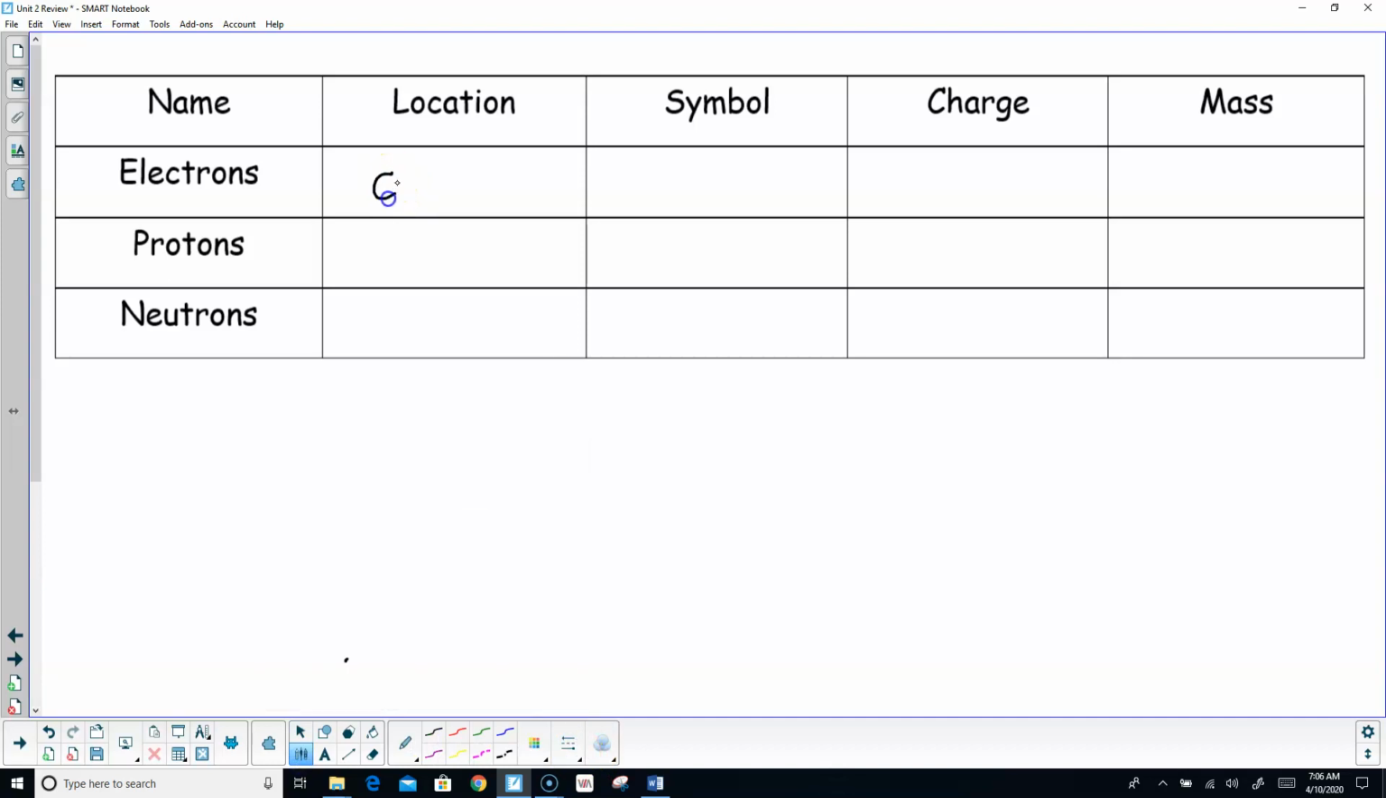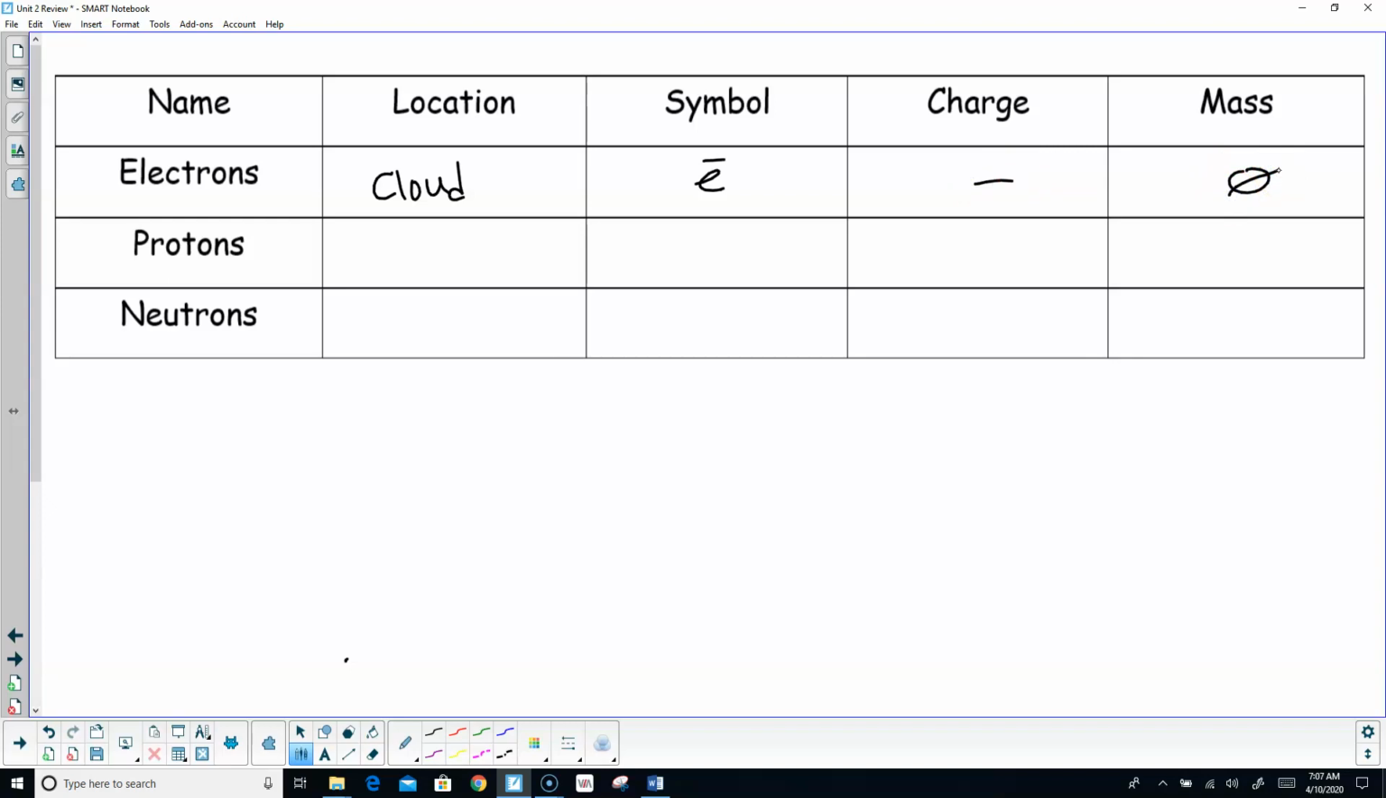Electrons, they're found out in the cloud. You could say out in orbitals. You could say the electrons are in energy levels or shells, many words, but they're found outside the nucleus. They're symbolized like this, E with a minus sign above it. They have a -1 charge, and they have no mass.